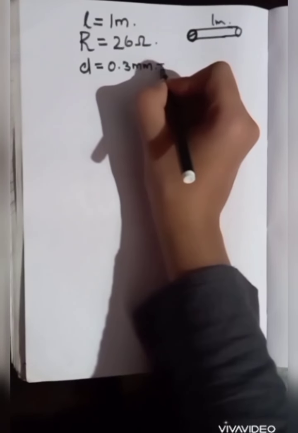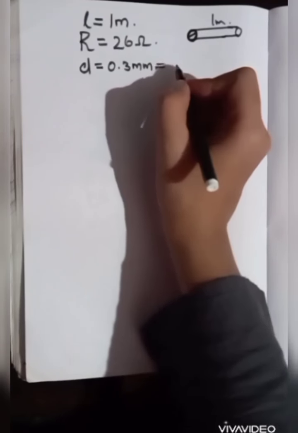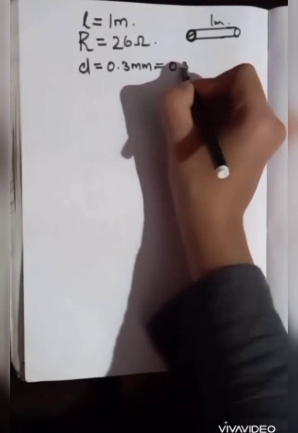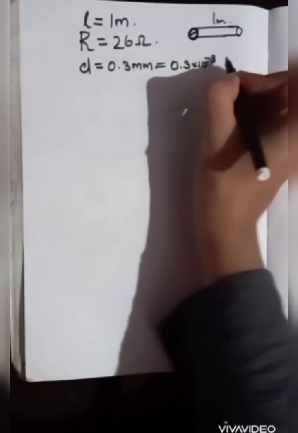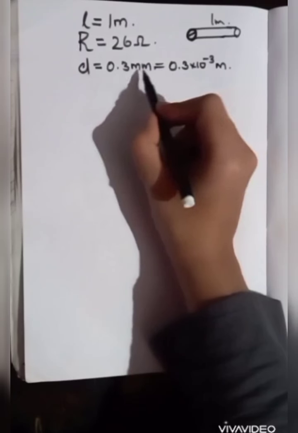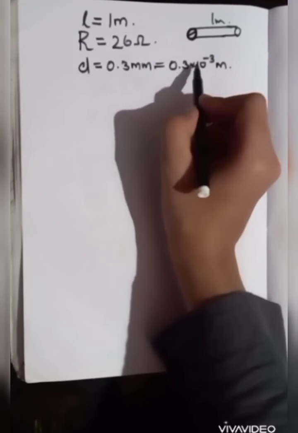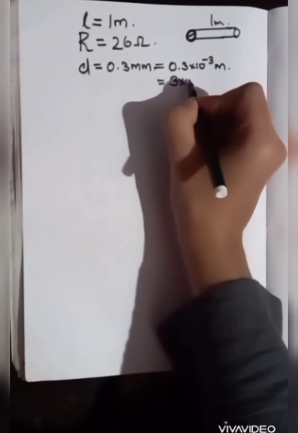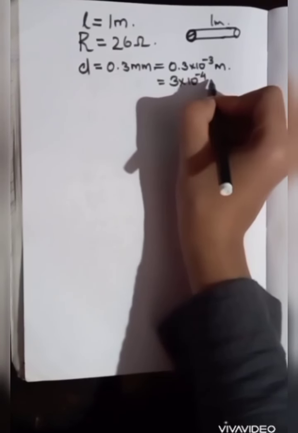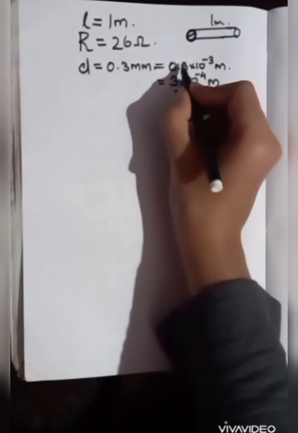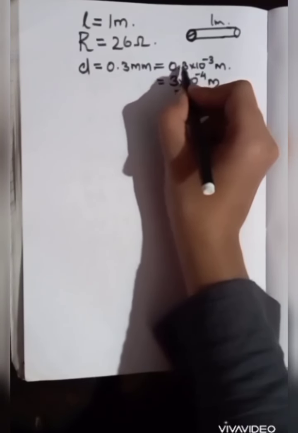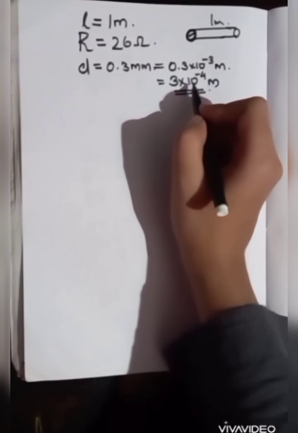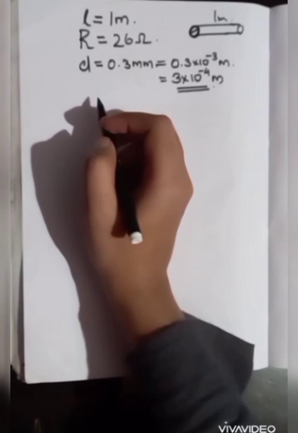I already told you, milli means 10 raised to minus 3. So 0.3 into 10 raised to minus 3 meter. We can change it into meter. Milli means 10 raised to minus 3. That is, we can write it as 3 into 10 raised to minus 4 meter. The point moves, and it becomes 10 raised to minus 4. Hope you are clear on that.